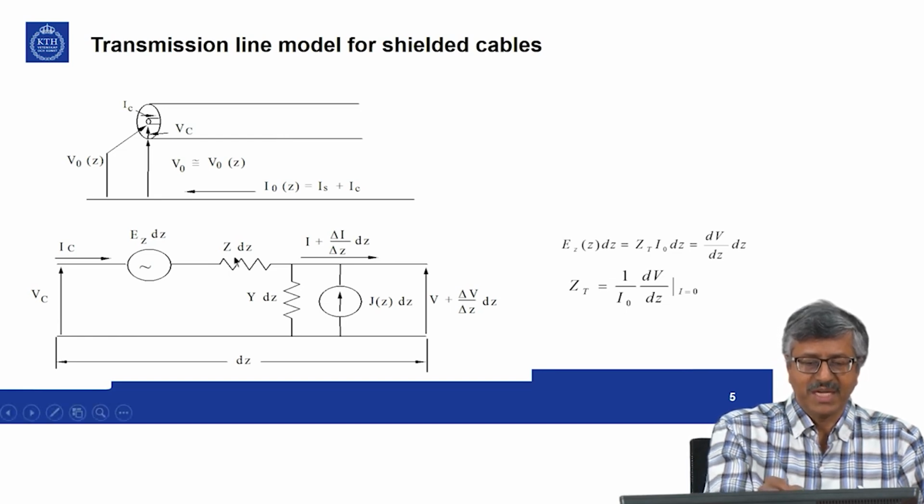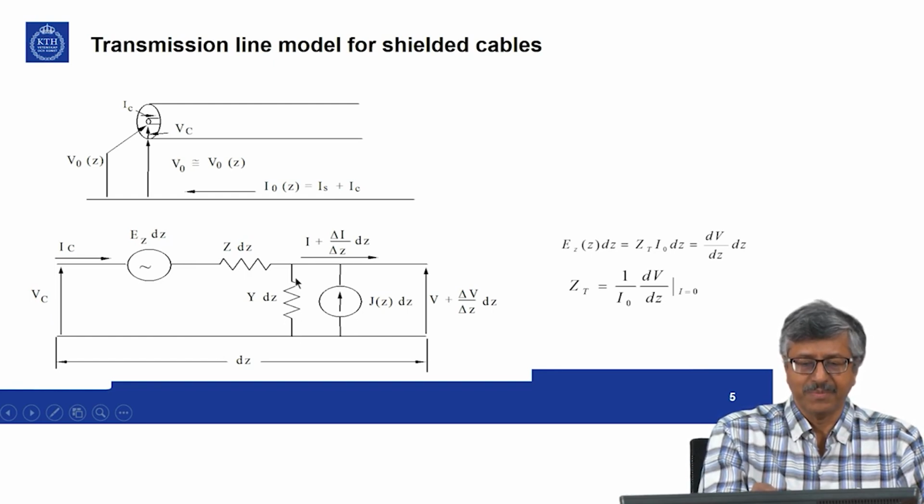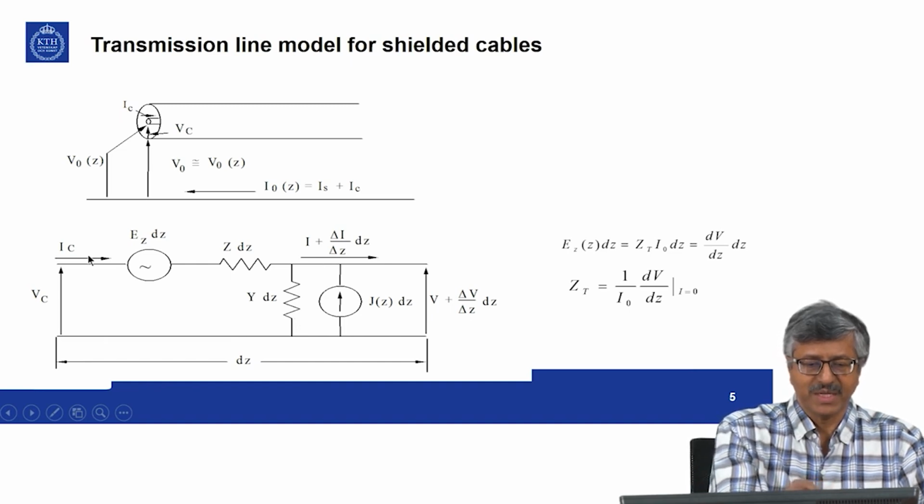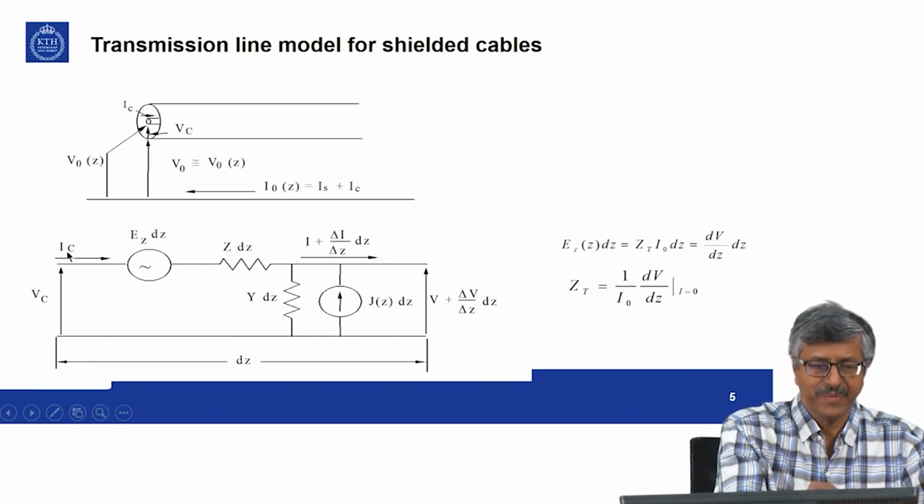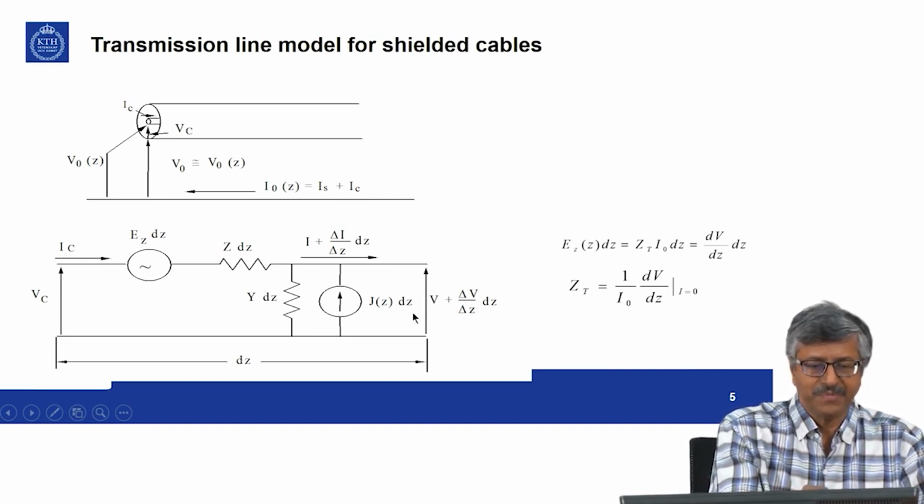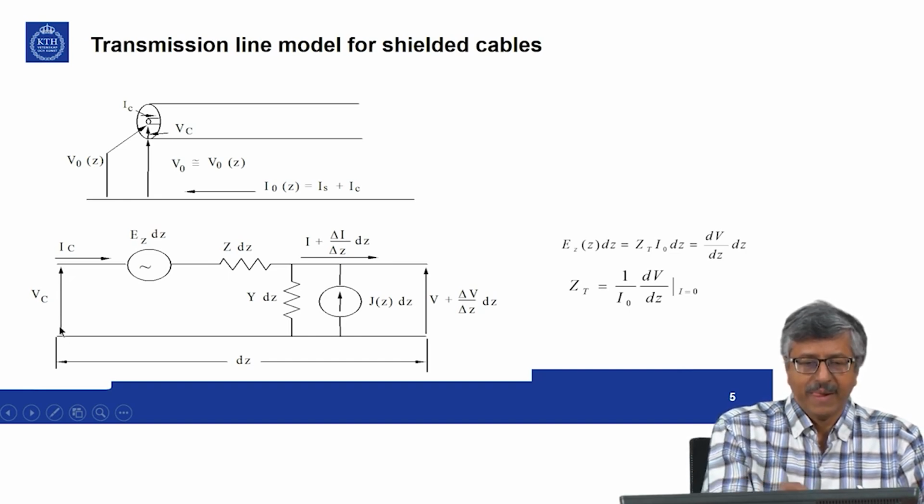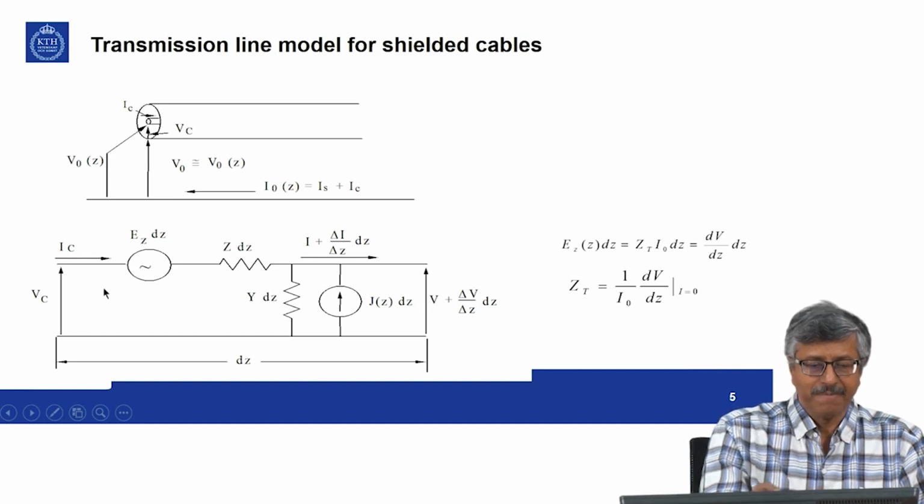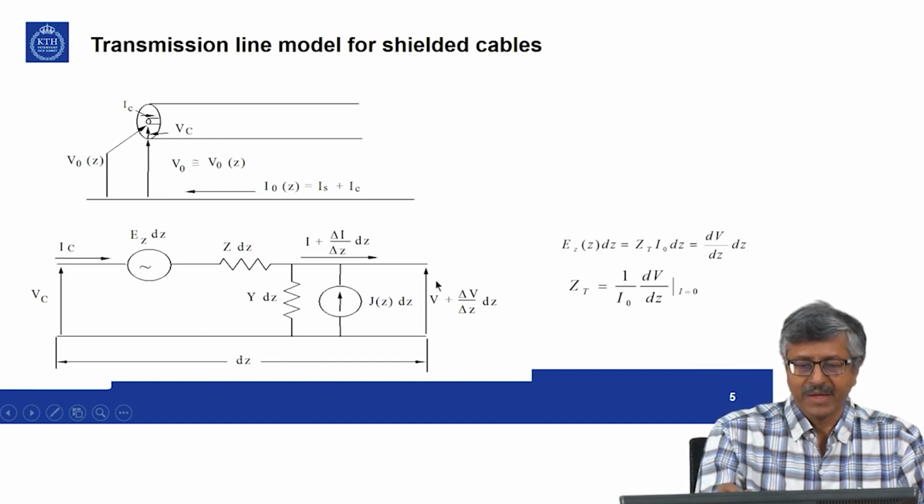So, this is the basic transmission line model where you have a series impedance and you have an admittance also. So, you have certain currents IC and you have certain voltage imposed here or appearing over here, let us say, and this voltage is V plus delta V by delta C.